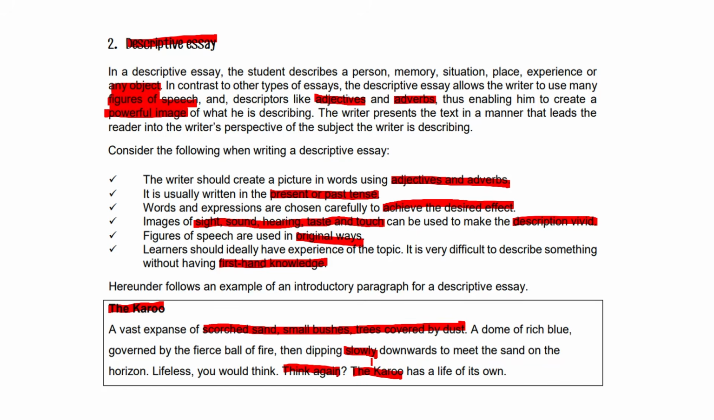Look at the descriptions initially. Scorched sand, small bushes, trees covered by dust. A dome of rich blue governed by the fierce ball of fire. This is the level you need to be on. Don't write, oh, it was dusty like my bedroom. Like, that's awful stuff. Okay.